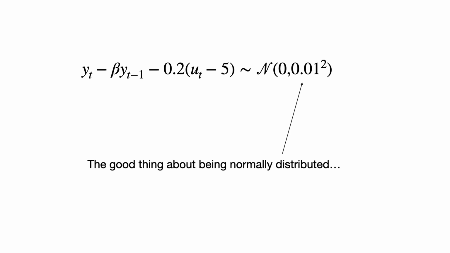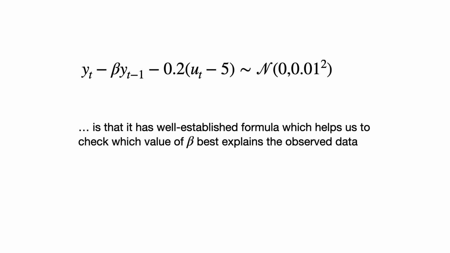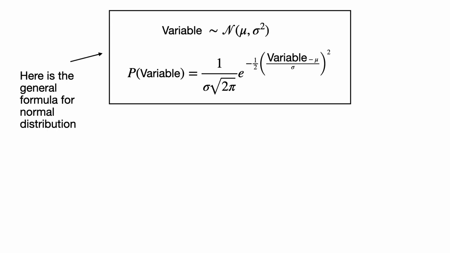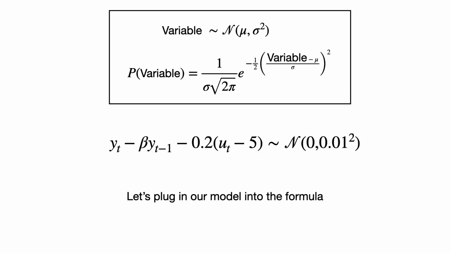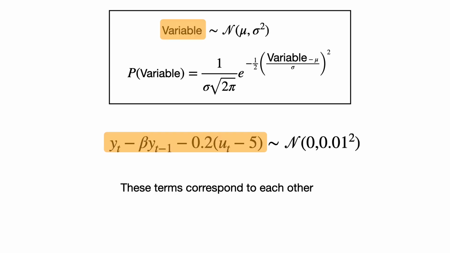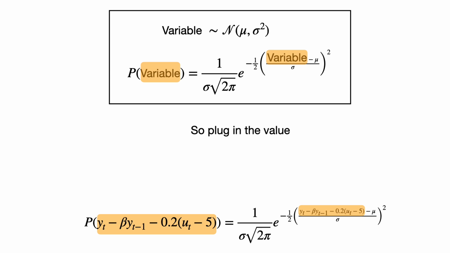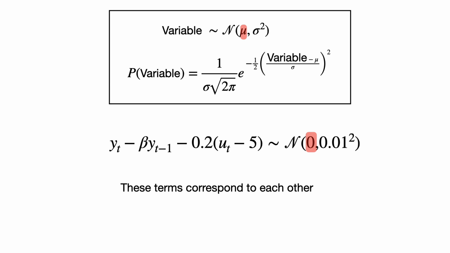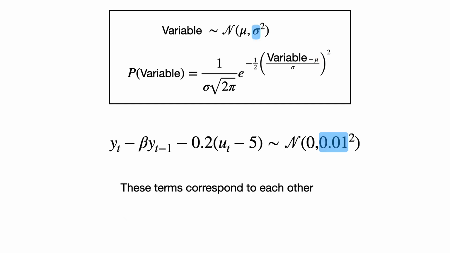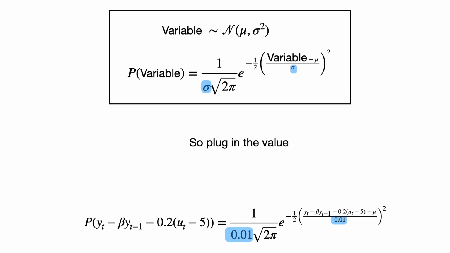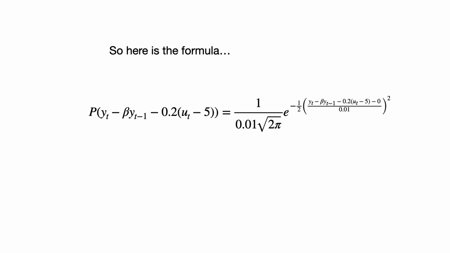the observed data. The good thing about being normally distributed is that it has a well-established formula which helps us to check which value of beta best explains the observed data. Here is the general formula for normal distribution, and here is our model. Let's plug in our model into the formula. So here is the formula.